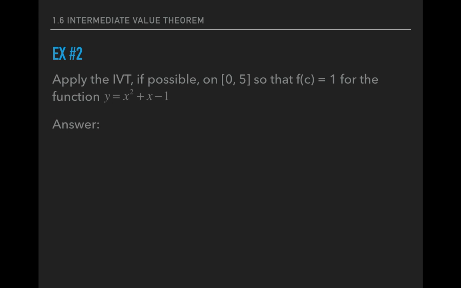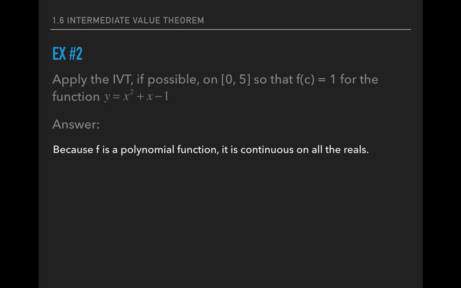Apply our theorem, if possible, if those two statements are true, on the interval between 0 and 5 so that the function at your c value is 1 for the function y equals x squared plus x minus 1. So we're checking, is it going to be continuous? Well, we're working with a polynomial function. It's quadratic. It's a parabola, and parabolas are continuous on all the reals, so it is for sure continuous between 0 and 5.